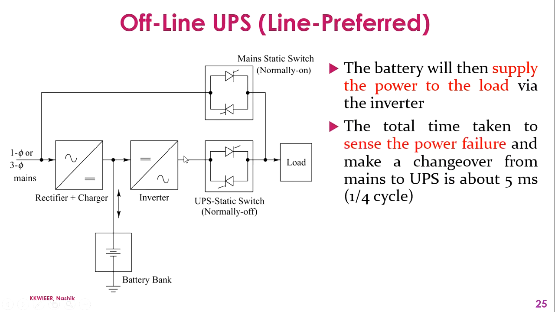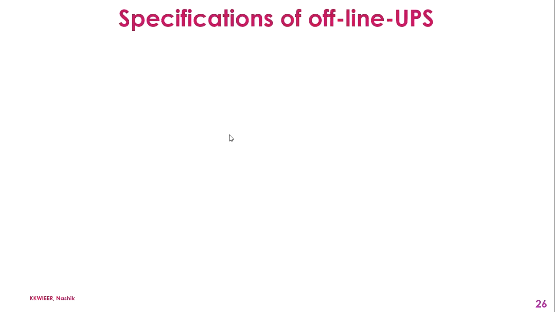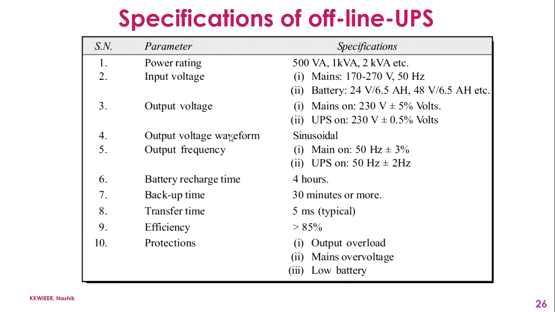The total time taken to sense the power failure and make the changeover from mains to UPS is about 5 milliseconds, which is 1/4 of the cycle. And in this case, no isolation is provided between the load and mains, so this offline UPS is not recommended for highly critical loads. Now we will see the specifications of offline UPS. Similar to that of the online UPS system, these are the different specifications of the offline UPS.